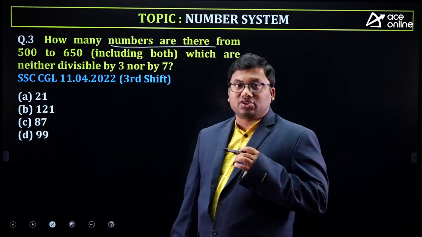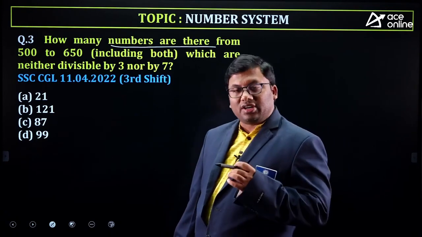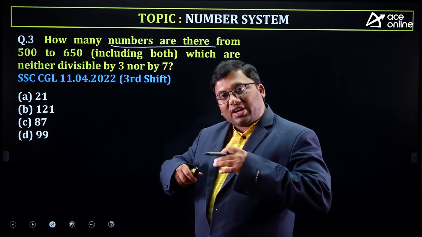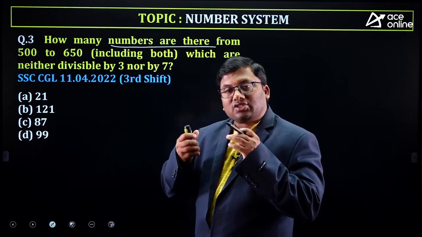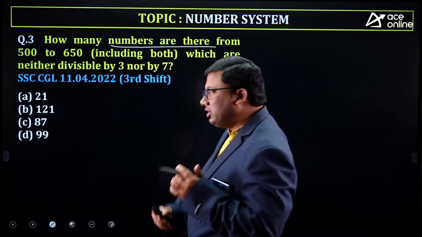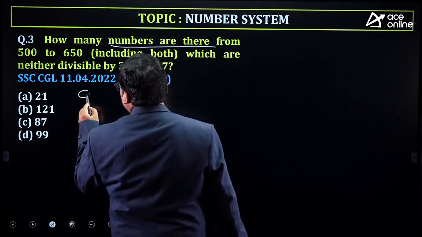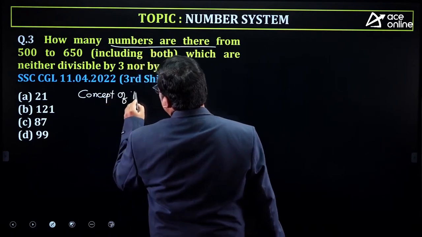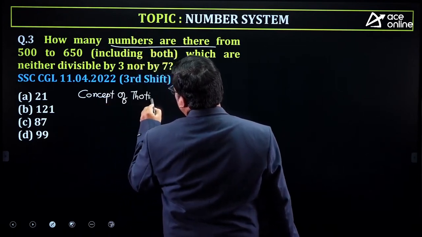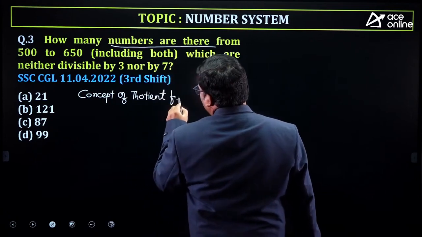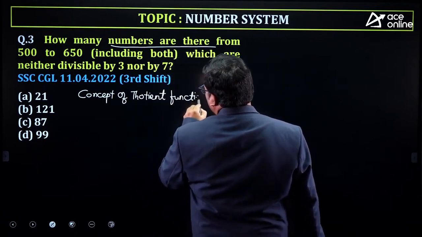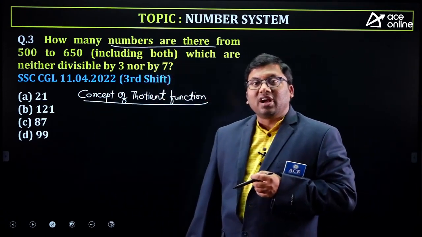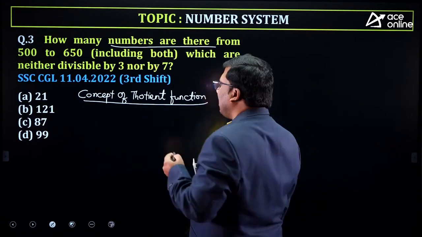Now before solving this question, I will explain a quotient function property. Once you understand the quotient function property, this question which actually takes 5 minutes to solve, you can solve in 5 to 10 seconds if you know this concept. Concept of quotient function. A very, very important property, sir, which will help us in saving a lot of time.